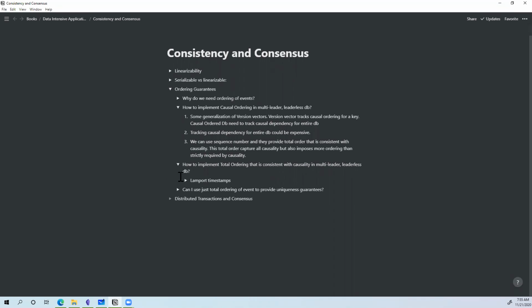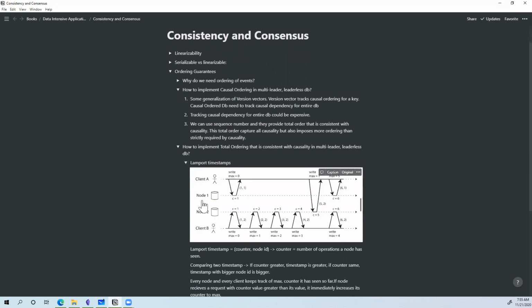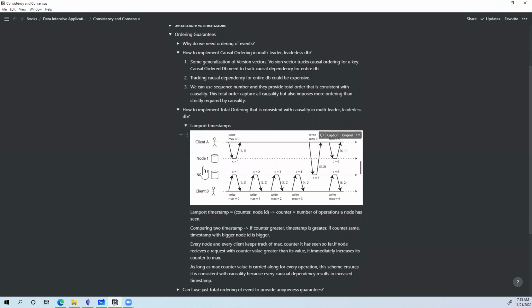So one of the ways to get the total ordering of events is Lamport timestamps. This is what Lamport timestamps are. Let's say you have two nodes. This is node one, this is node two, and we have two clients which are writing to these nodes, right? In a Lamport timestamp, we will store two values: one is the counter, and another is the node ID. The counter stores the number of operations a node has seen so far, and the node ID is the ID of that node, right?